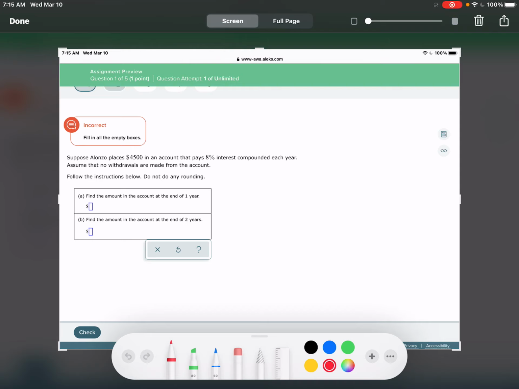Okay, number 1. Suppose Lonzo places $4,500 in an account that pays 8% interest compounded each year. Assume that no withdrawals are made from the account. So let's go ahead and find the amount in the account after 1 year. So we're going to be using this equation.